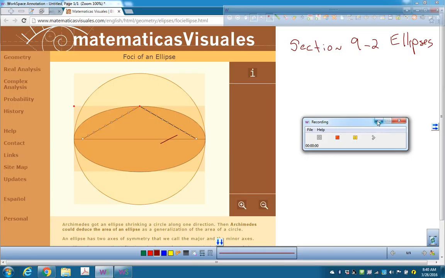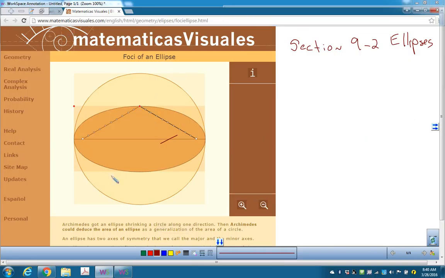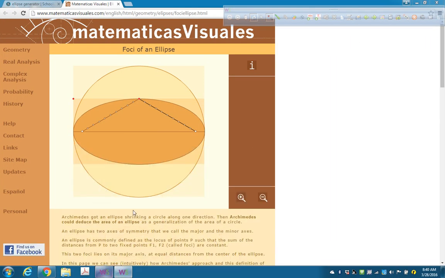I show this on the board, but I found this kind of cool thing on the internet, which I stole. And this thing is an ellipse generator. So the definition of an ellipse, I'll write it on the board right now.